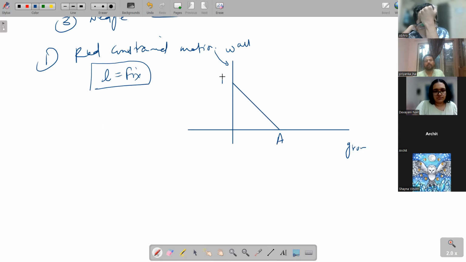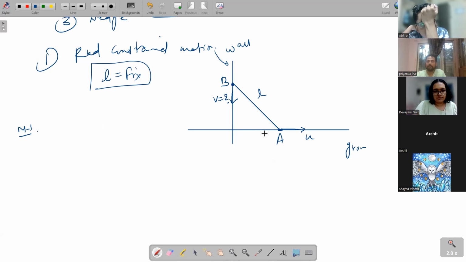This is point A, and the length of the rod is given. So the length of the rod will be constant. This rod is sliding. Suppose this end is moving with some velocity u. You have to find the velocity of this end. What would be the velocity of this end? Correct?